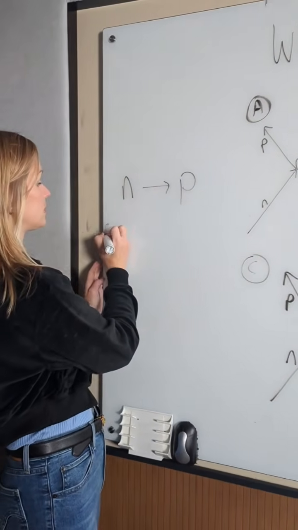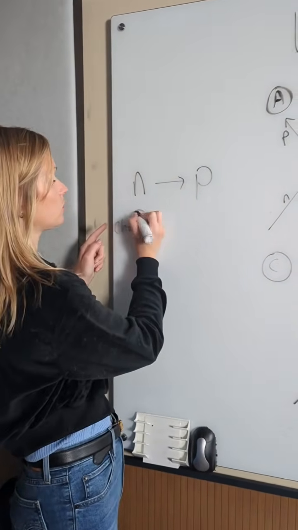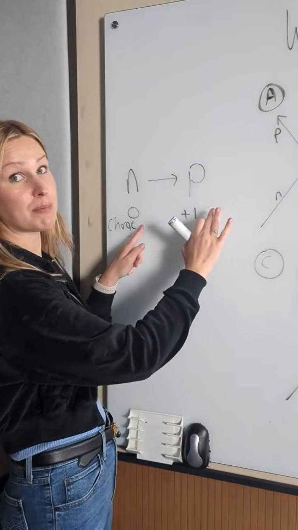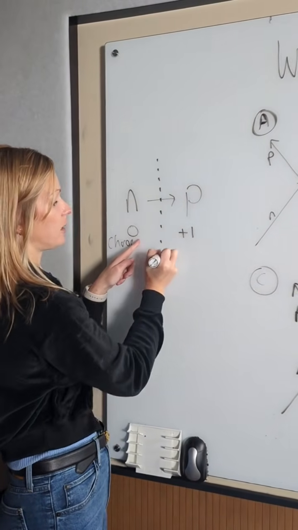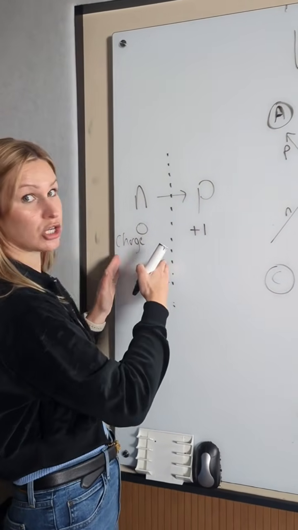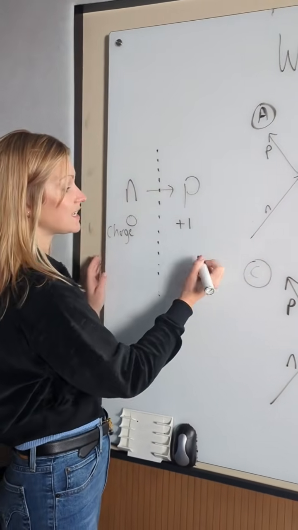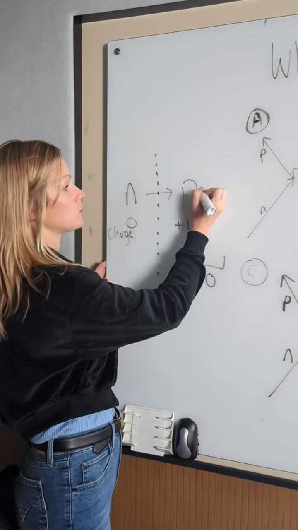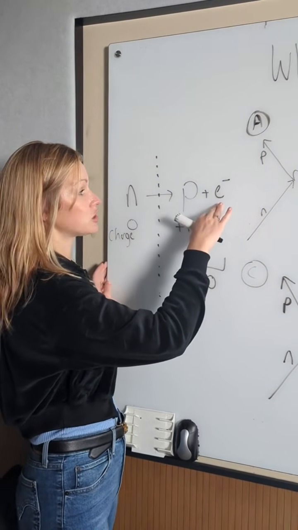So the first thing I would look at is the charges. I know the charge of a neutron is 0 and the charge of a proton is +1, and I know the charges have to be balanced on both sides of the equation. So if I have 0 charge on this side, I need to have 0 charge on this side. In order to get 0, clearly I need something negative, so I'm going to add an electron, because I know electrons are negatively charged.